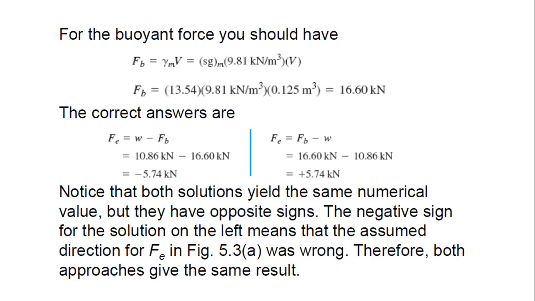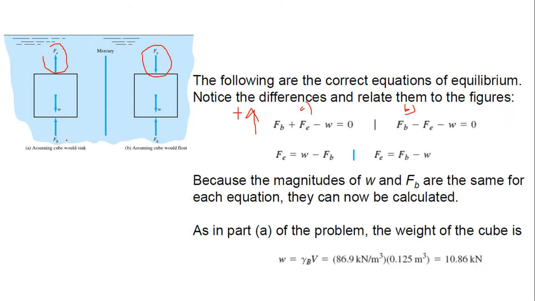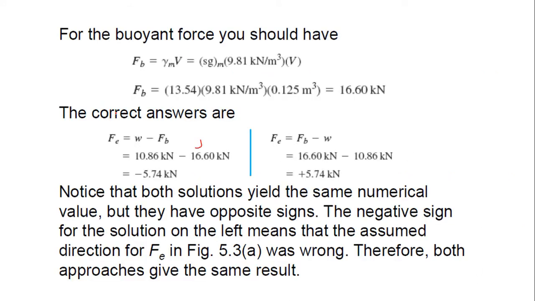FB is in mercury. So this is the one I flipped to just now. They give you the specific weight of the mercury, so you can times the V, and you will find the F. Okay, 13.54 times 9.81 times 0.125 V will give you the buoyant force 16.6 kilonewton. Okay, so for part 1 where we consider the FE going upward, the FE will equal to W minus FB.